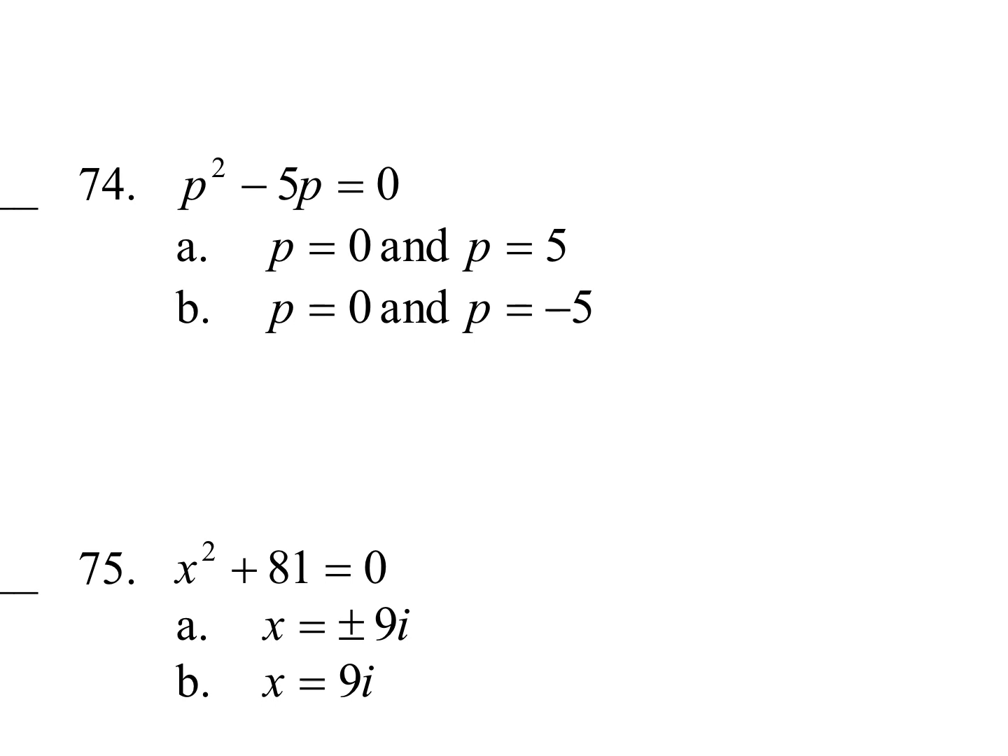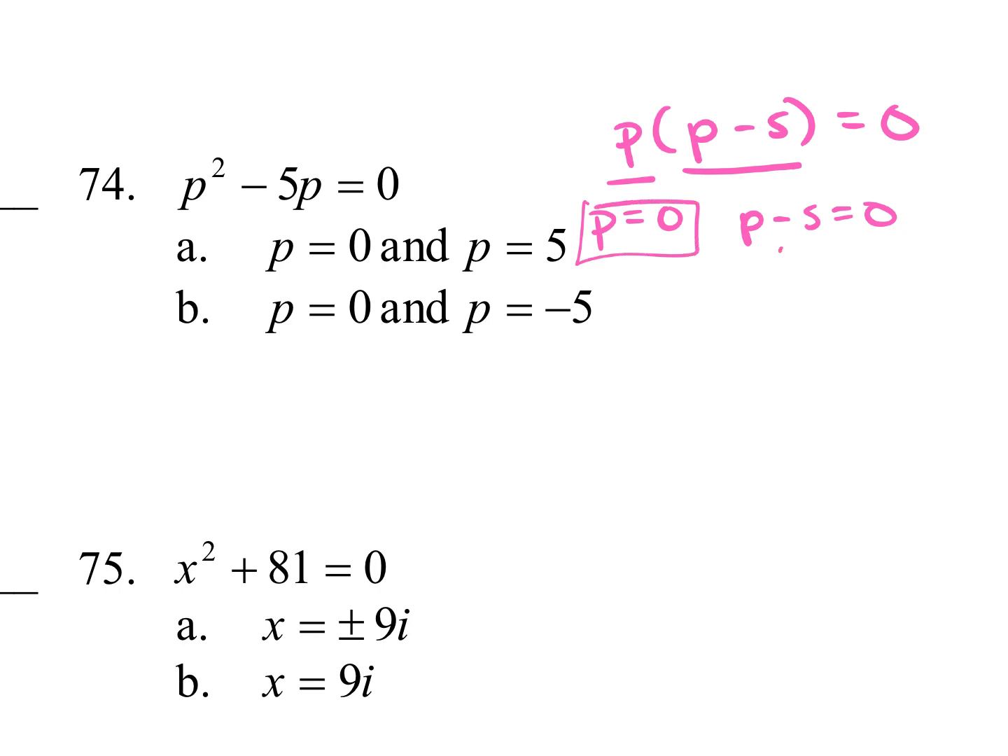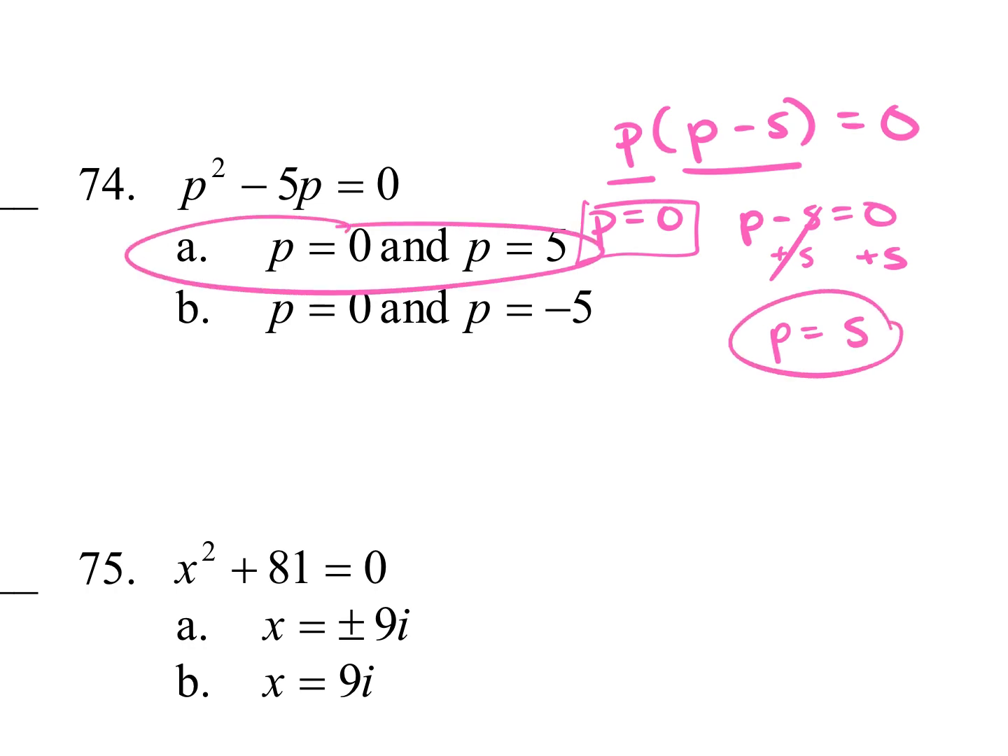74. How would I solve for P? Awesome. Factor by taking out the GCF. So we want to take out the P. We've seen this question so many times. It always stumps us. Take out the P. What would I do next? Set them both equal to 0. P equals 0 and P minus 5 equals 0. So P equals 0 is an answer. For the other one, we'd add 5 to both sides. So P is equal to 5. So that would be answer choice A.